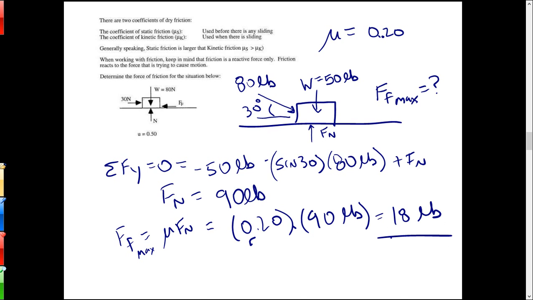18 pounds? Yeah, I just remember when I was in school, I always just took the weight and multiplied that by mu, and that was a mistake. Take the time to find the normal, okay? Because if you're on an angle or if you've got a force pushing down on the block, you want to include that. That's going to influence the normal. So remember to do that, okay?